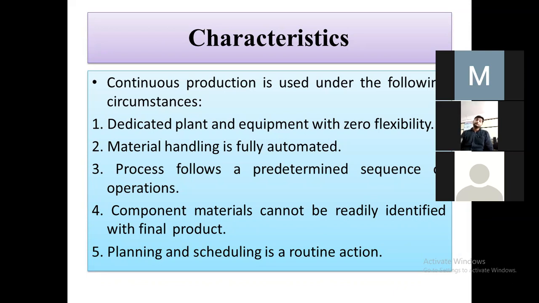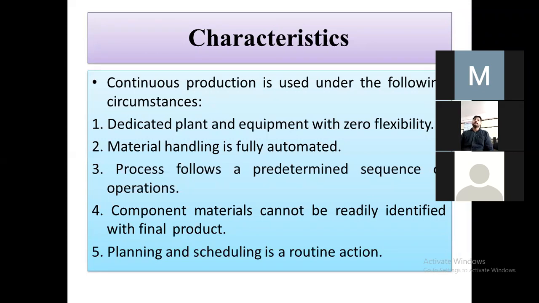But variety is zero in continuous production. You have to produce only one product 24/7. There is no variety for that particular product. So in that case only we can go for continuous production. The plant is dedicated to only one product, and your automation is dedicated to only one product. So you will not have any flexibility to make changes in the product, or that industry does not have flexibility to make changes in the product in a short run.